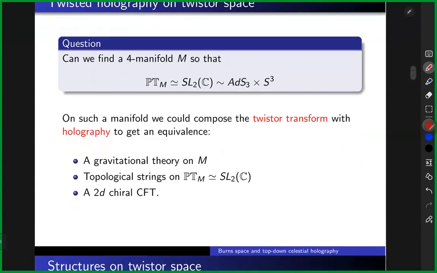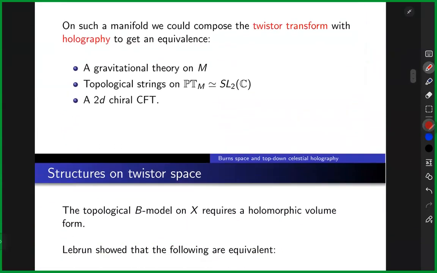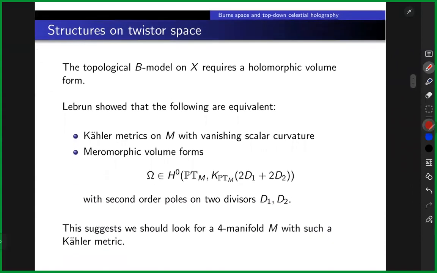Okay. We should ask though, what kind of manifold are we looking for? Because I haven't told you what structures this manifold should have. We do know that if I want to do the topological string, I'd better have a Calabi-Yau. So the topological B model requires a holomorphic volume form. But this tells us what kind of geometry we need in 4 dimensions, because there's a theorem of LeBrun, which tells us that having a Calabi-Yau form with some poles on twistor space is the same thing as having a Kähler metric with vanishing scalar curvature.